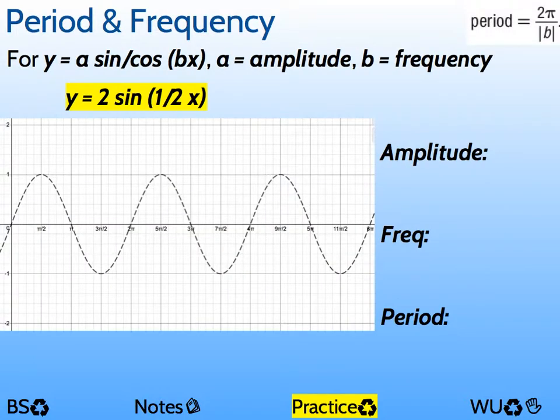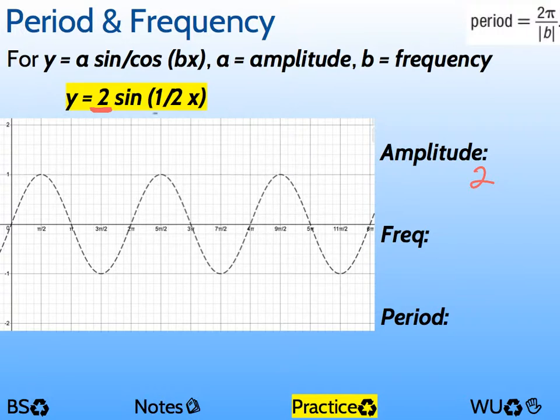In this example, we're going to graph y equals 2 sine of 1/2 x. And the first thing we're going to do is fill in the amplitude, frequency, and period. The amplitude just comes straight from the a value, which means it's 2. And it's not negative, which means that it doesn't get reflected over the x-axis at all. It just goes up to 2 and down to negative 2.